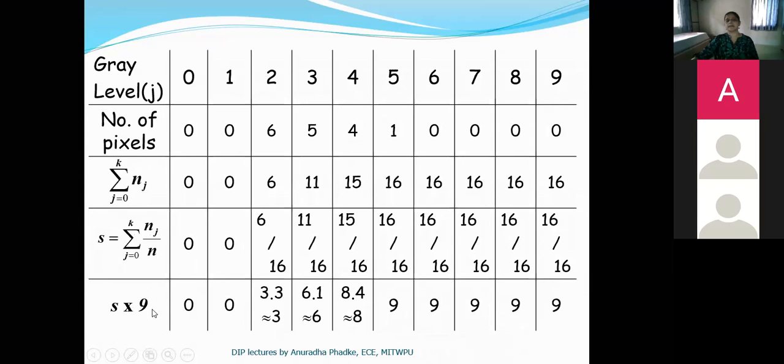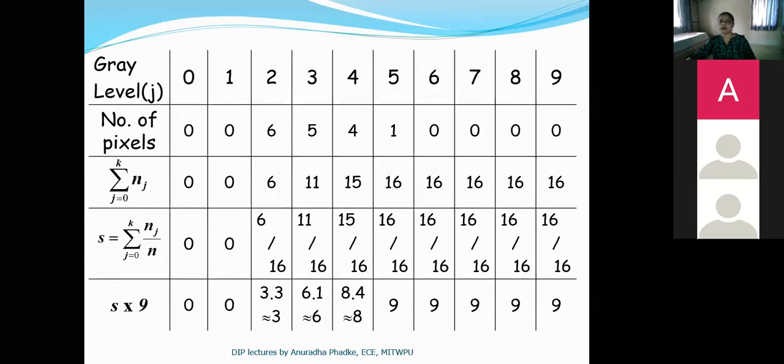For this example, it is given as 9. That's why we are multiplying these numbers by 9. Okay, so after completing these steps, we get the mapping or relation between original gray shades R and modified gray shades S. Okay, so these are the steps to be followed for performing histogram equalization. Hope all these steps are clear to you.